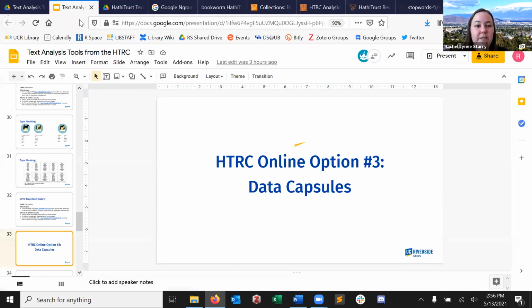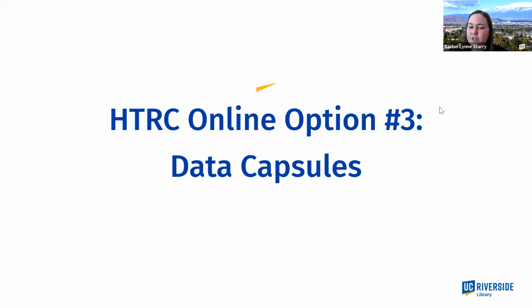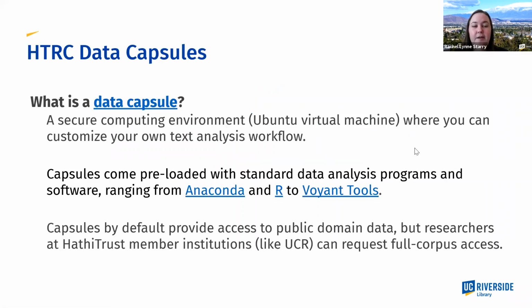So very quickly, beyond those algorithms, which are the core of what I wanted to talk about today, there are a couple of additional options for tools that HathiTrust Research Center provides. The third online option is the data capsules. A data capsule is essentially a virtual machine where you can customize your own text analysis workflow. They come preloaded with some data analysis tools, everything from an Anaconda Python installation and R to Voyant Tools. But we also have a local UCR Voyant Tools instance now.